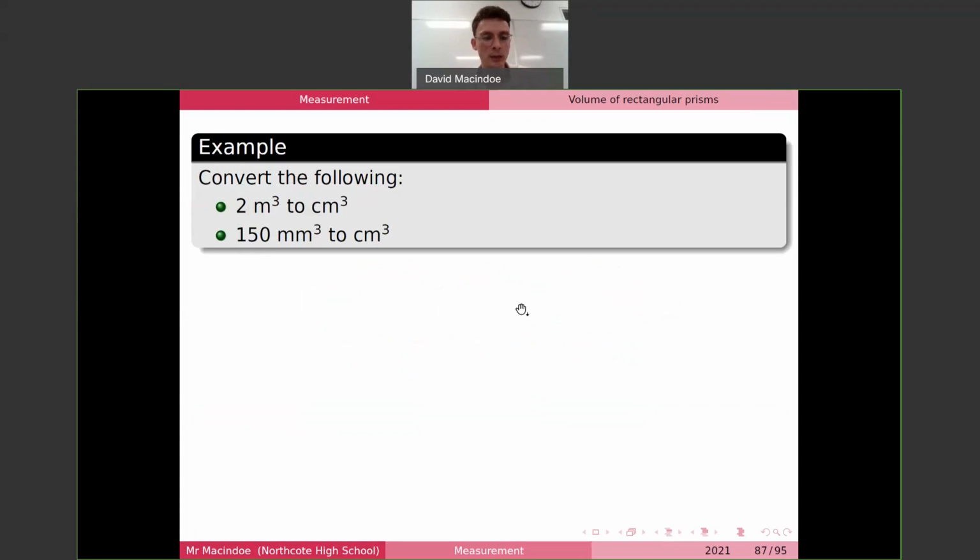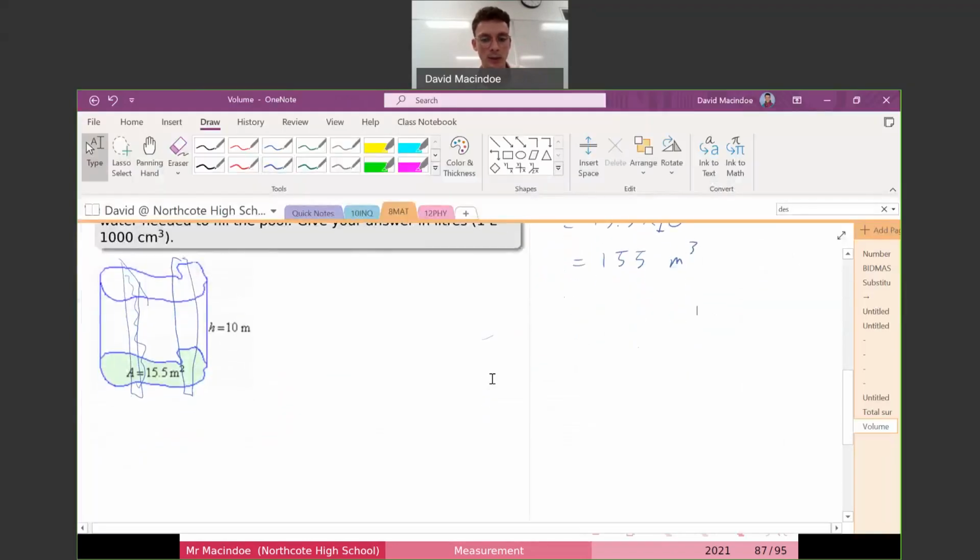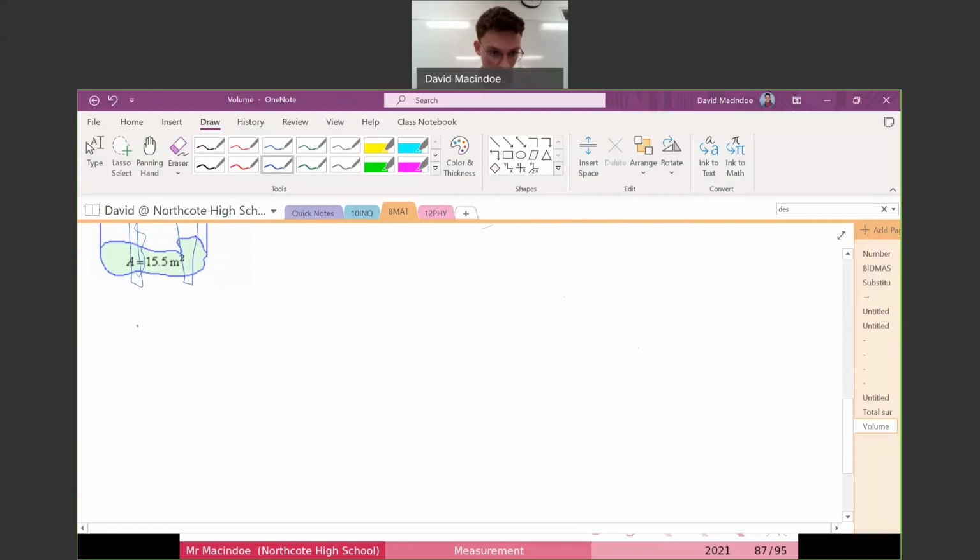Let's try them. So we're doing 2 meters cubed to centimeters cubed. Just do it down here. So we've got 2 centimeters cubed. We want to go to meters cubed. Normally centimeters to meters, I would need to divide by 100. There's many more centimeters in a meter. There's 100 centimeters in a meter. So if I have centimeters, I have to divide by 100 to make the amount smaller. It's a small amount of centimeters, so it's going to be an even smaller amount of meters.